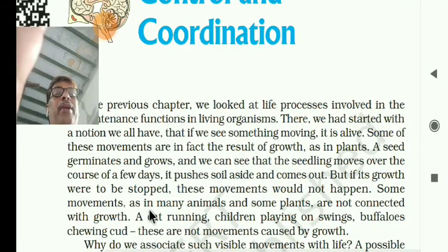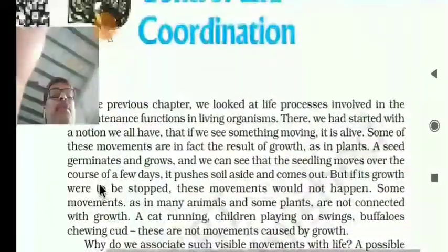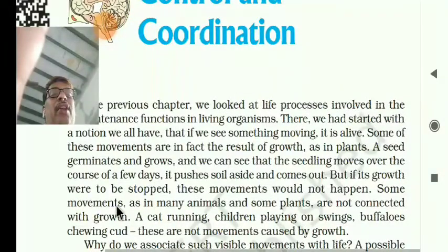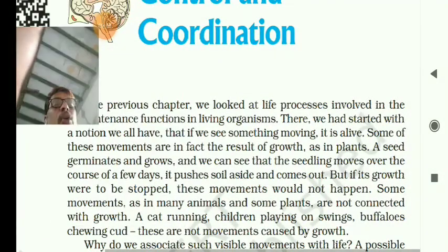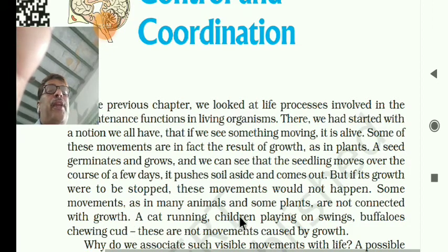Some of the movements, as in many animals and some plants, are not connected with growth. Only by growth we cannot say that something is living. For example, some of the actions, like a cat running. See here, this is not related to the growth aspect. Children playing on the swings, buffaloes chewing the cud.